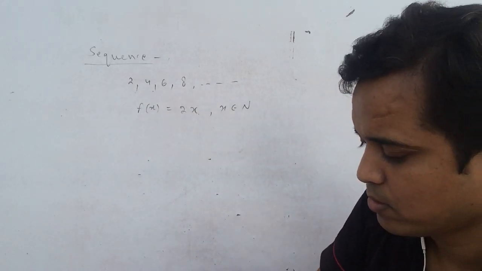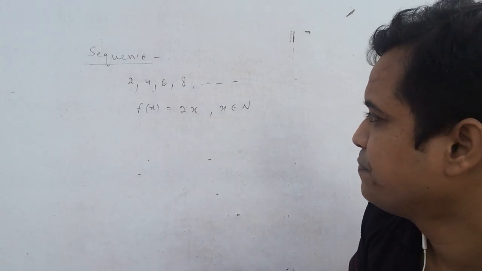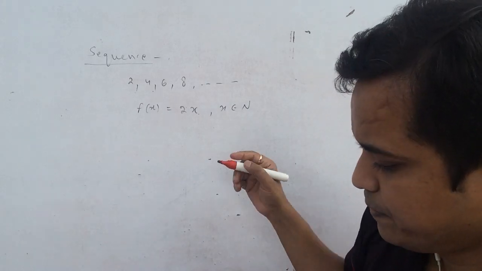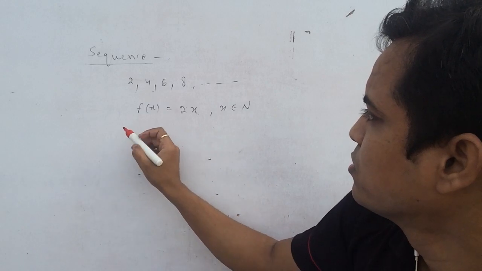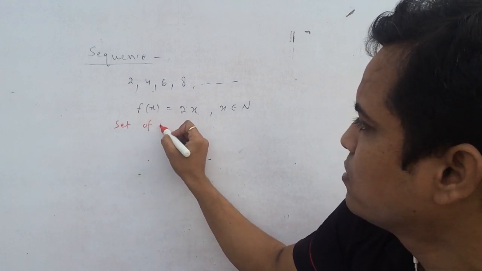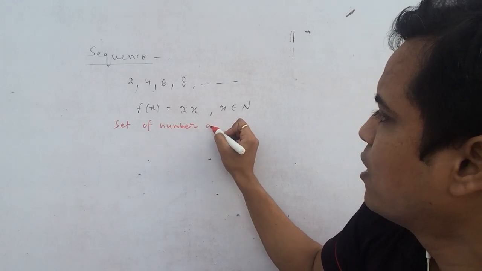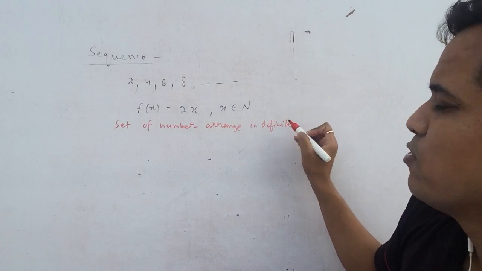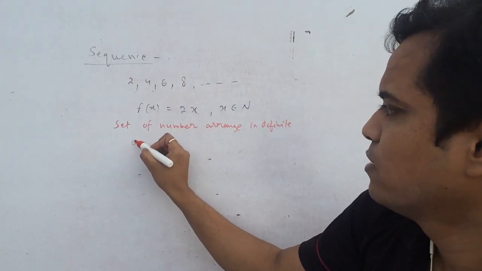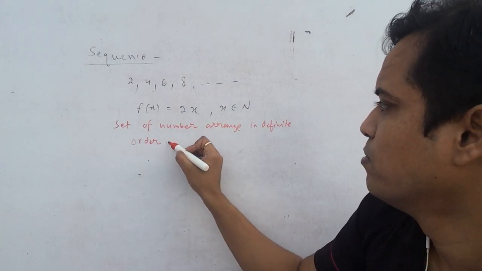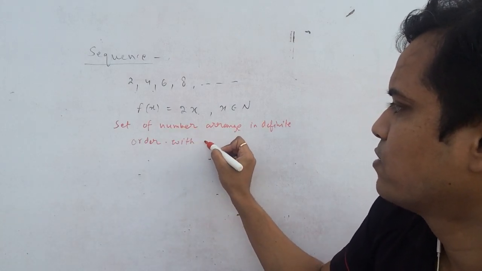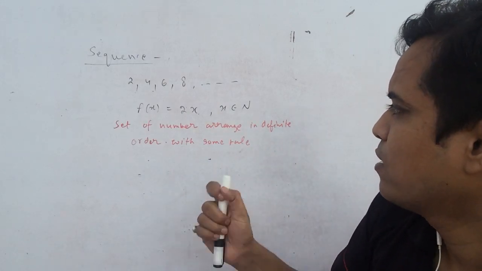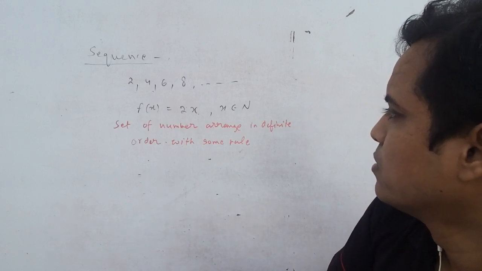There is also a different definition: a set of numbers arranged in a definite order according to some rule. So what are the rules? We are now going to learn all these. So this is a sequence.